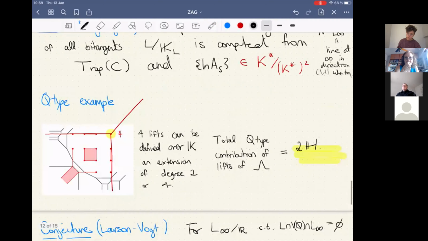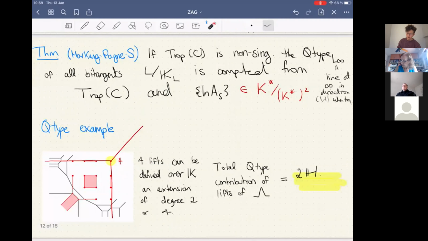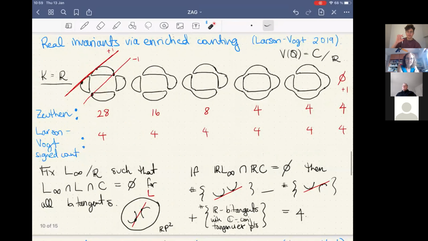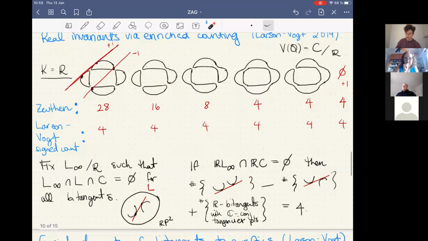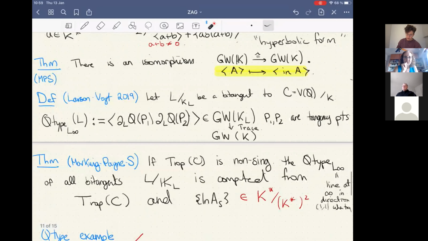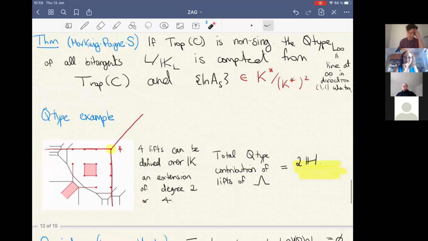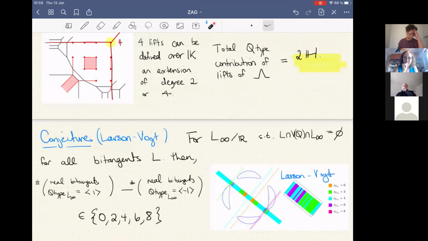Okay, so we can compute these Q-types. However, we don't recover this invariant of theirs because our curve will always intersect the line at infinity. This is just by design of the line at infinity that we are forced to choose in our tropical picture. But there was an interesting conjecture, it's still open, of Larson and Vogt. And that's what happens with these Q-types when you don't insist that the line at infinity be disjoint from your curve.